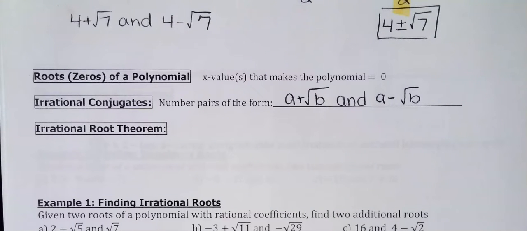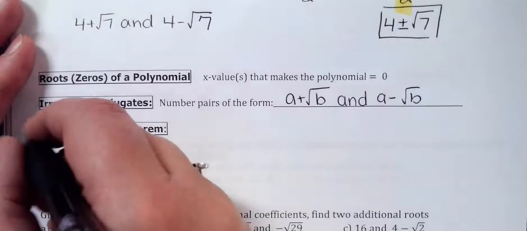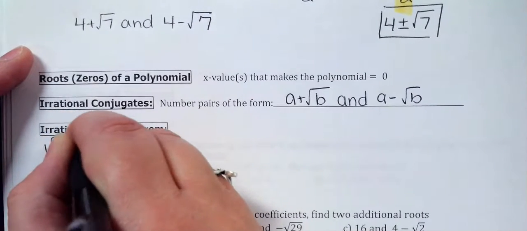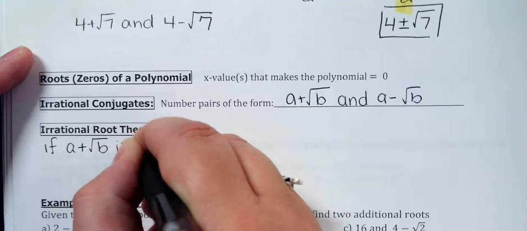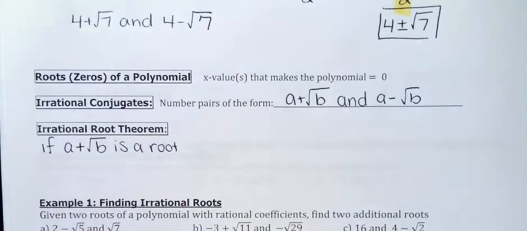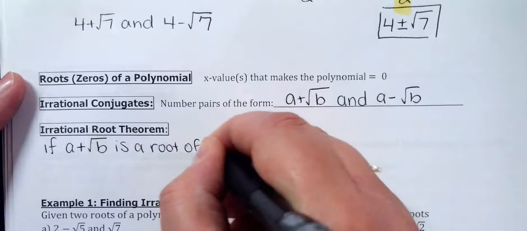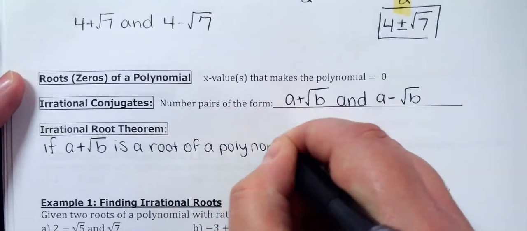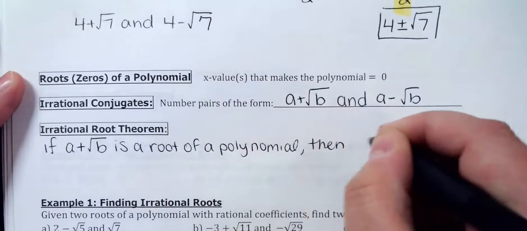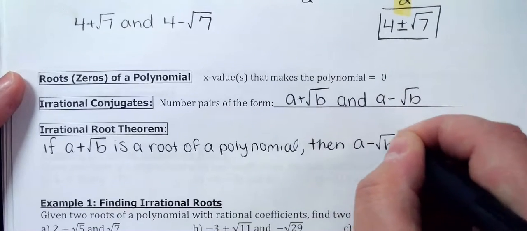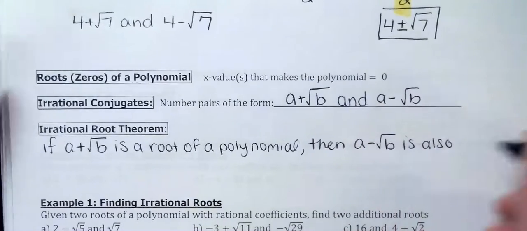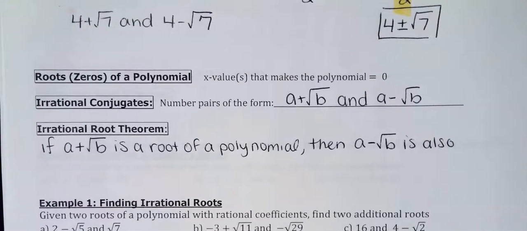But what we're going to talk about today is the irrational root theorem, and that's going to say if a plus radical b is a root, 0, answer, whatever, of a polynomial, then automatically its conjugate, a minus radical b, is also. So if you have one, automatically you'll have the other. These always come in pairs because you'd have a plus or minus if we actually went through and did the quadratic formula on it. So anytime one is an answer, automatically its conjugate is also.